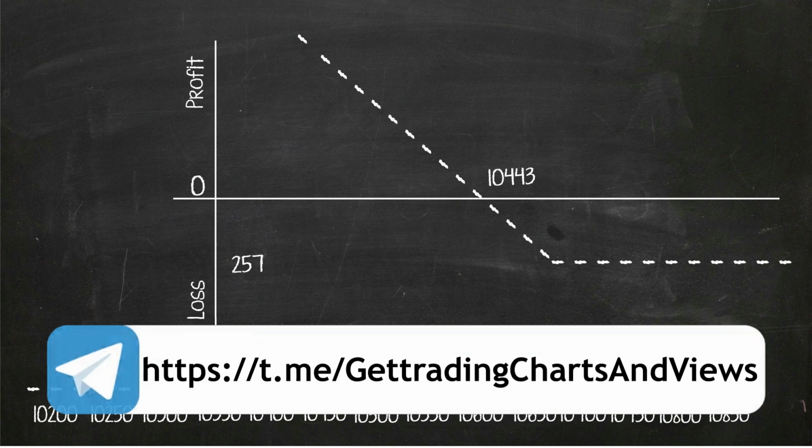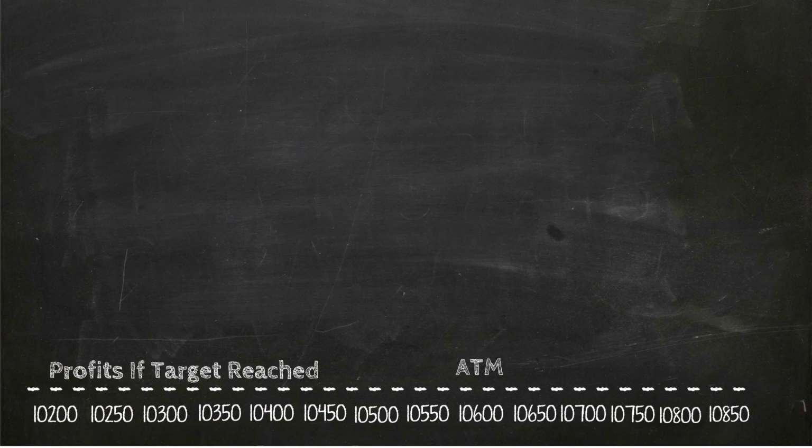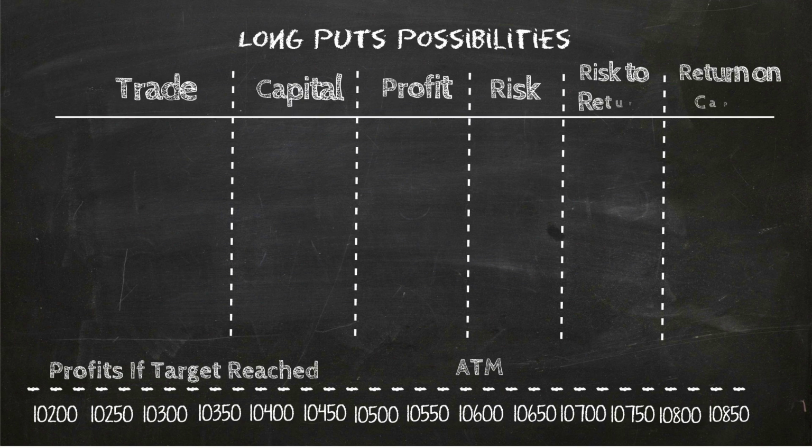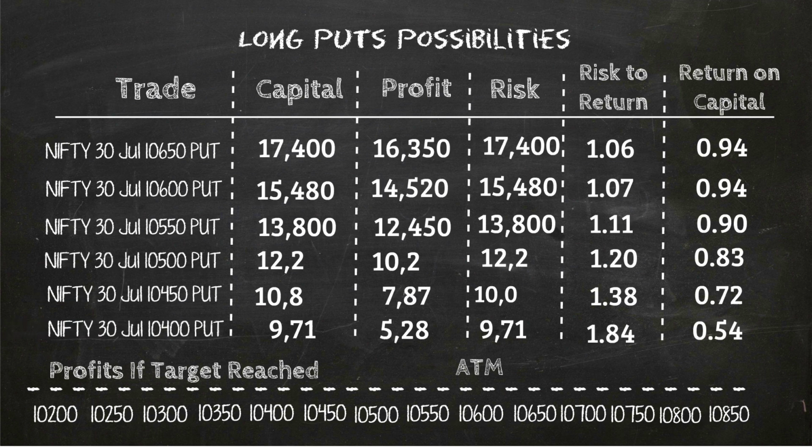If price closes at 10,200 on expiry, as we expect, the profit is 500 minus 257, that is 243 rupees, into 75, rupees 18,225. Okay, let us check different strike prices if we are long in the puts at present prices. The data of capital required, profits, risk is shown here. So, depending on our capital availability, risk appetite, convenience of our risk to reward, etc., we should select our trade.